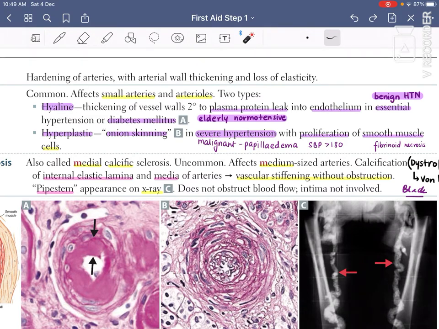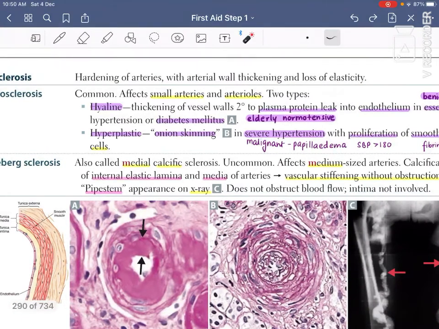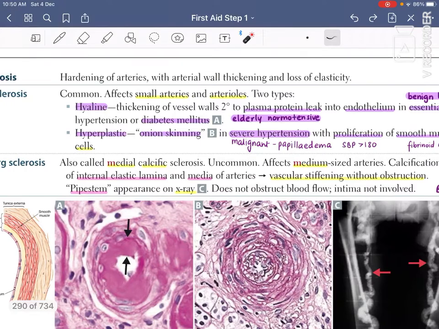Because yeah, this is one question that has come in AIIMS. And everything that you can see in purple, the purple highlights, all of this has basically come in the options, like hyaline and diabetes, and the options that had come, elderly, normotensive, and benign hypertension, and things like that.